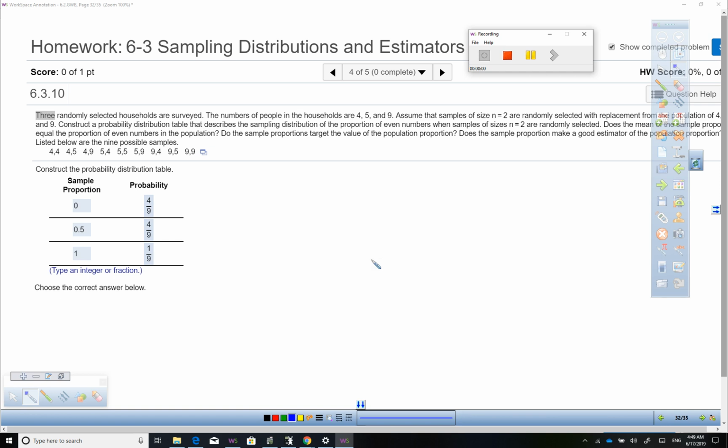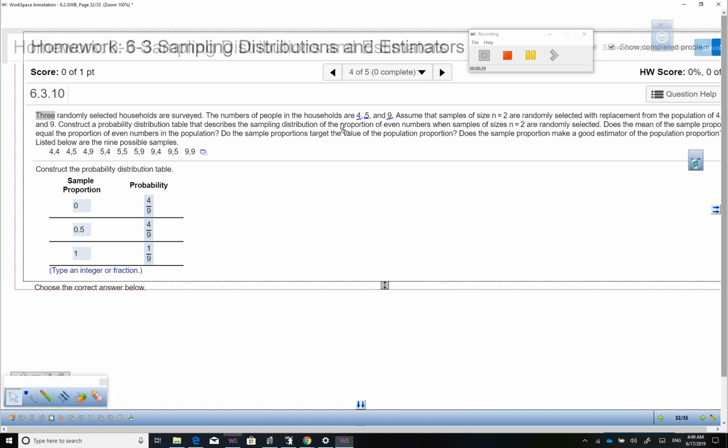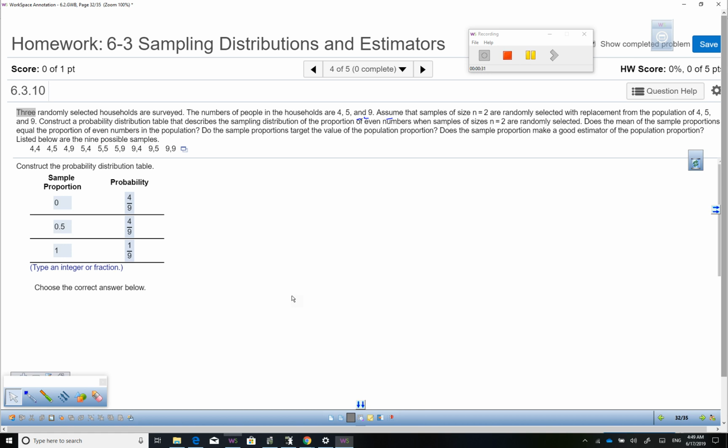Okay, for this problem I will show how to get this table. In this case you have a population of 4, 5, and 9. And again, the same as the previous exercises, we have samples of size 2, randomly selected from a population with replacement.